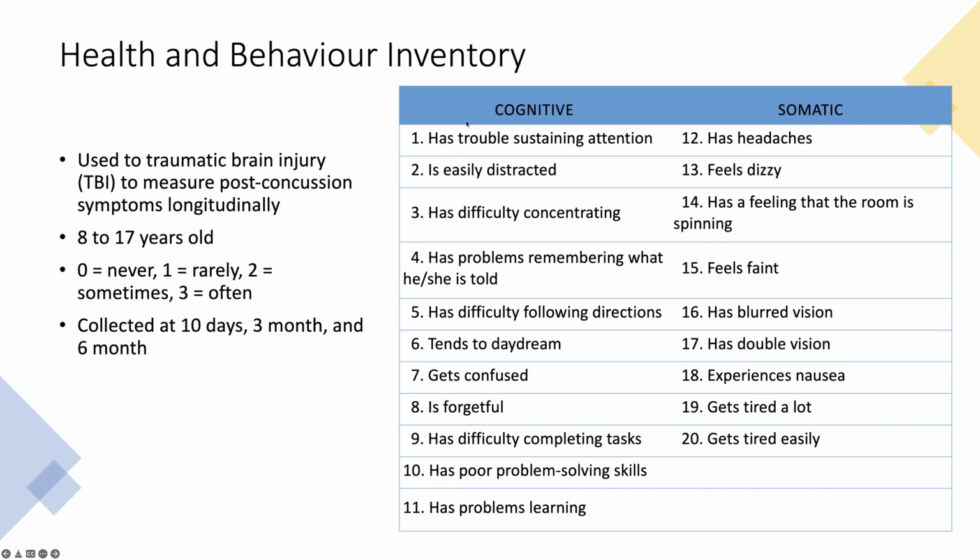From previous studies, this survey has been used for quite some time. And from previous studies, they have an idea that the first 11 questions address cognitive symptoms, and the next 9 questions are about somatic symptoms.